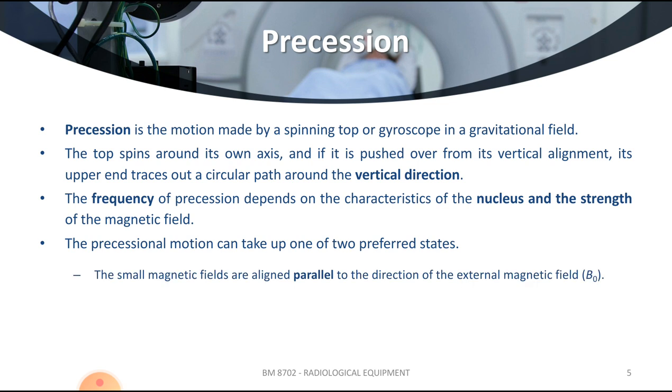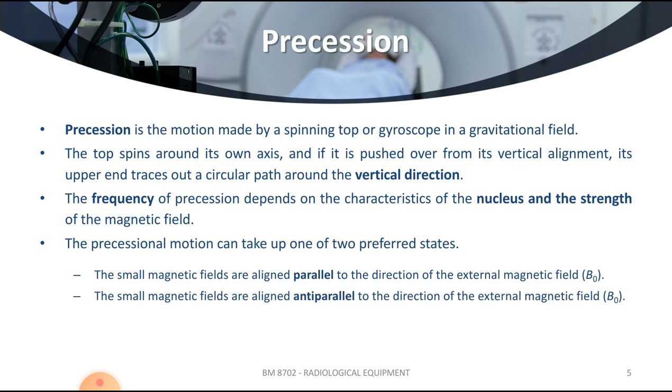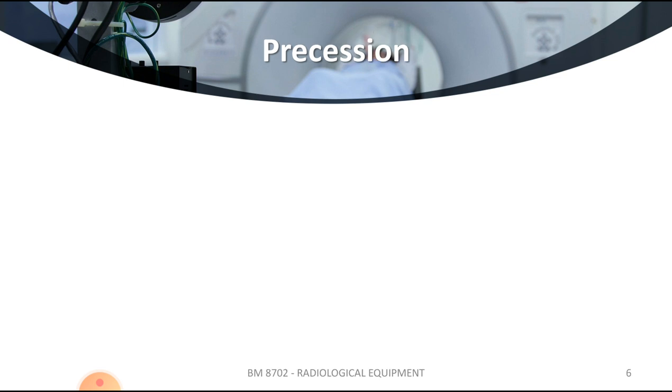Either the magnetic field can be in a direction parallel to the applied magnetic field, or it can be in an anti-parallel direction. So these are the two possible states of alignment. This alignment we call spin up and spin down state. Spin up is parallel direction, spin down is anti-parallel direction.